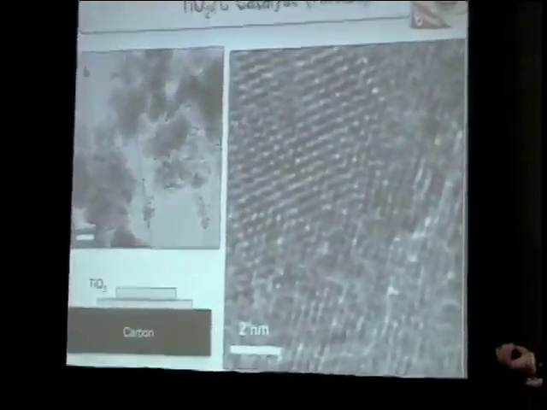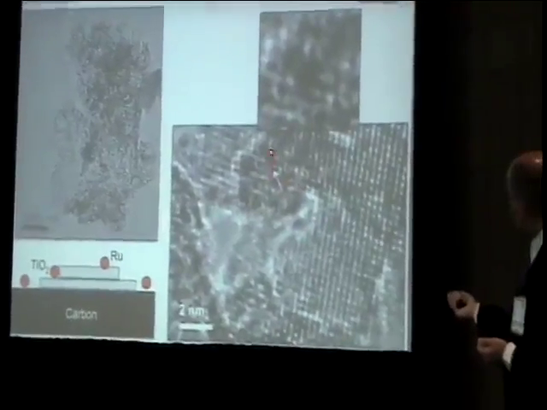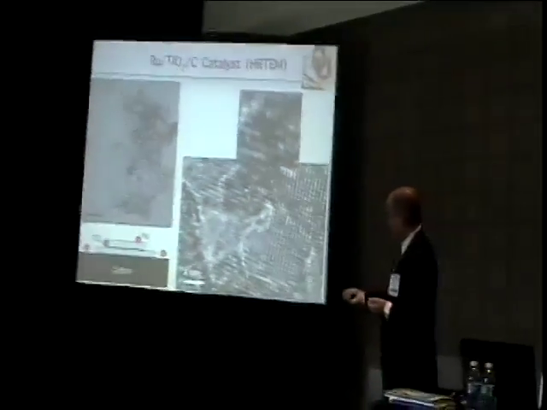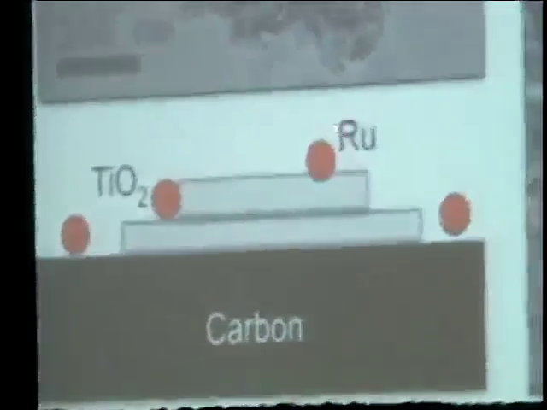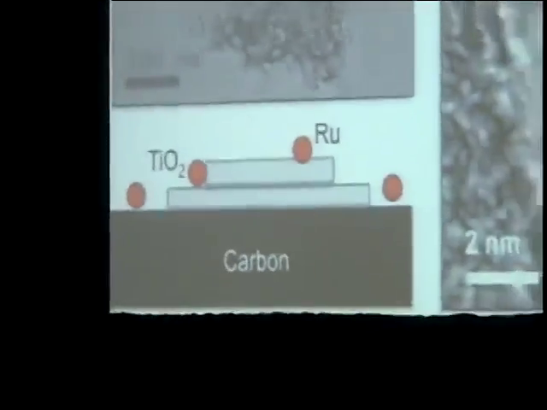And on top of that, we put the ruthenium. As you can see, some of the small particles are sitting on top of the TiO2 platelets. So you expect a fraction of the ruthenium on top of the titanium, and of course another fraction on the carbon. So we're going to investigate the activity of the ruthenium on carbon, titanium alone, and ruthenium titanium to see which one is the most active species.